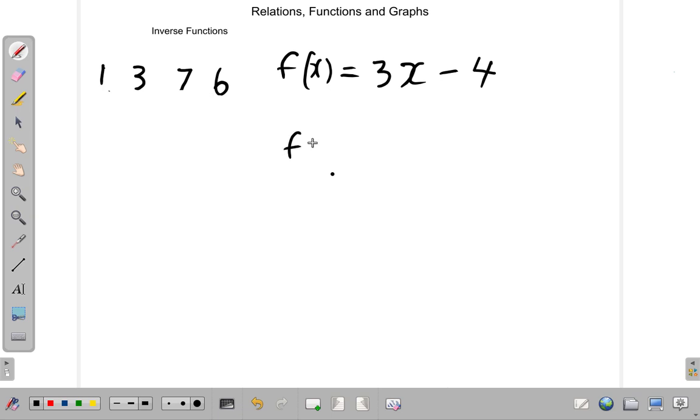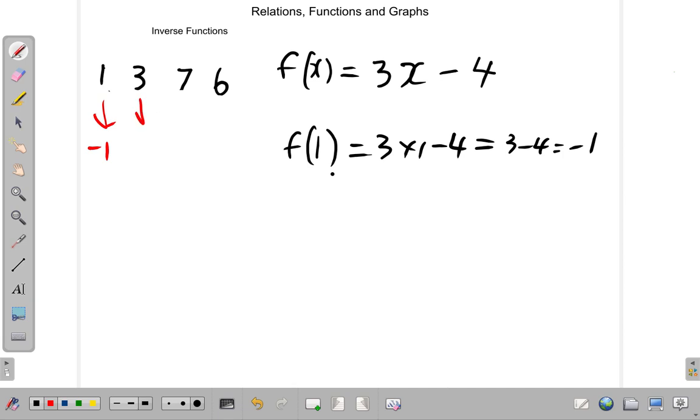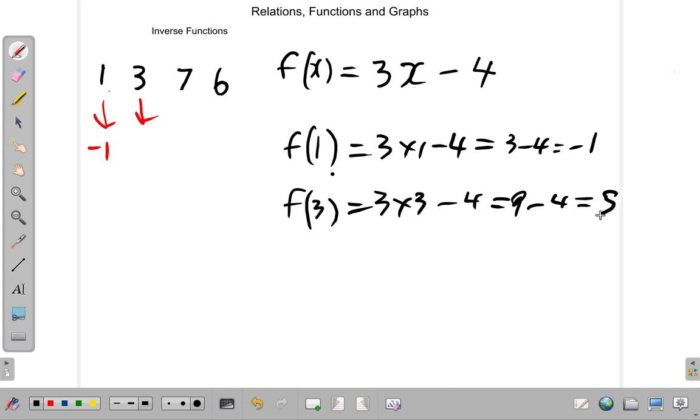You have f of 1. Let's put 1 in there. F of 1 is 3 times 1 minus 4. 3 times 1 is 3, minus 4 is negative 1. So what comes out is negative 1. Then put 3 in it. F of 3 is 3 times 3 minus 4. 3 times 3 is 9, minus 4 is 5. So what comes out is 5.